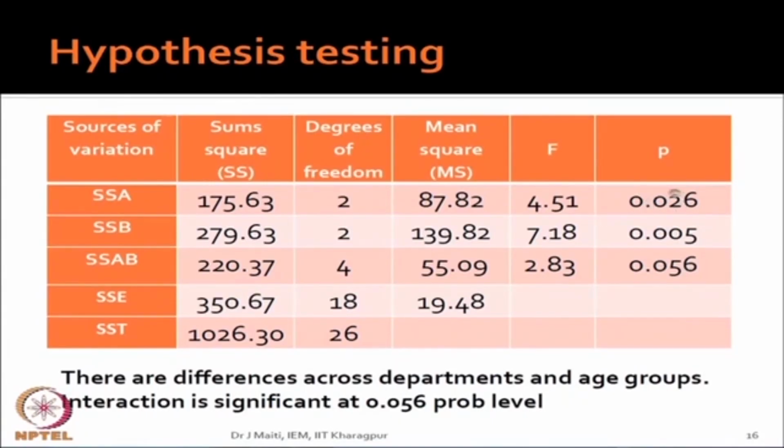Now, what are the degrees of freedom for this? For the first one, numerator degrees of freedom is 2 and denominator degrees of freedom is 18. For the second one also, numerator degrees of freedom 2, denominator degrees of freedom 18, and for AB, numerator degrees of freedom is 4 and denominator degrees of freedom is 18.